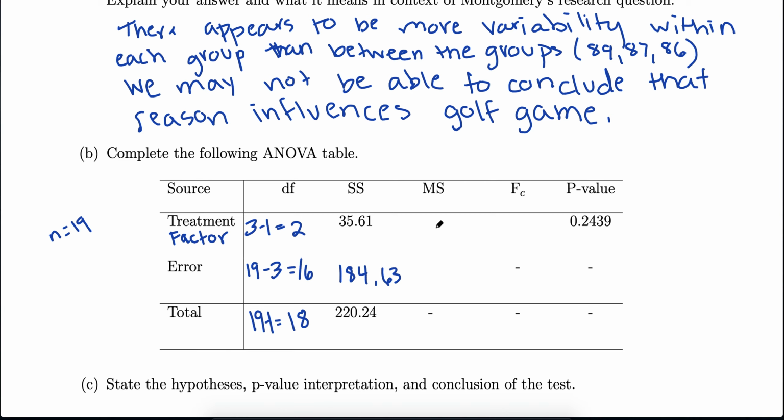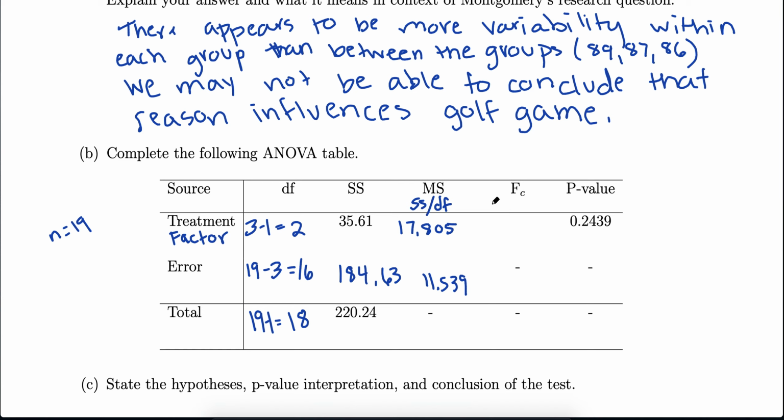Next, we've got the mean squares, and a reminder, mean squares is sum of squares over its degrees of freedom. So I get this mean squares by 35.16 divided by 2, and that should give you 17.805. This mean squares should be my 184 divided by 16, which should give us our 11.539.